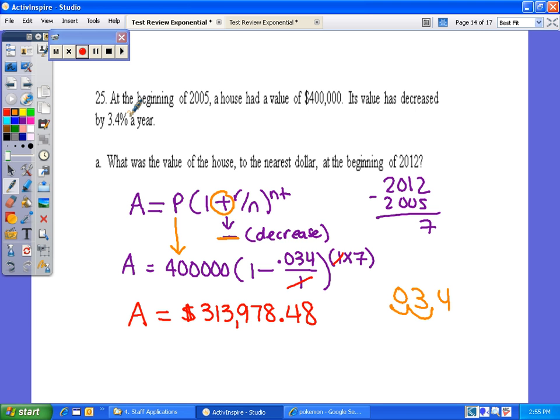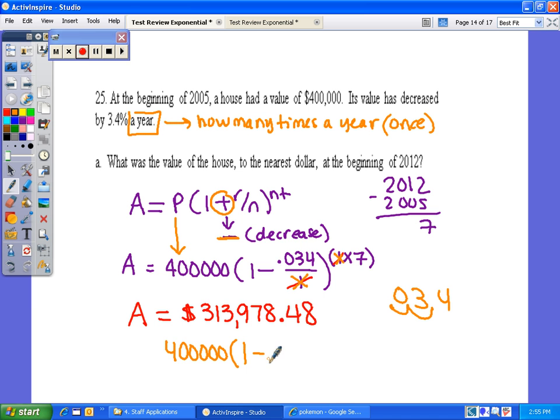Now, a year means that how many times a year is that? That's only once. So that's why I have a 1 here. You notice I crossed out the 1 because I don't really need it. So if I wanted to put it in my calculator, it's 400,000 times (1 minus 0.034) to the 7th power, and that's how I get this answer. Now if you left the 1 there, you still would get the same answer. Remember, you always need your answers in dollars and cents.